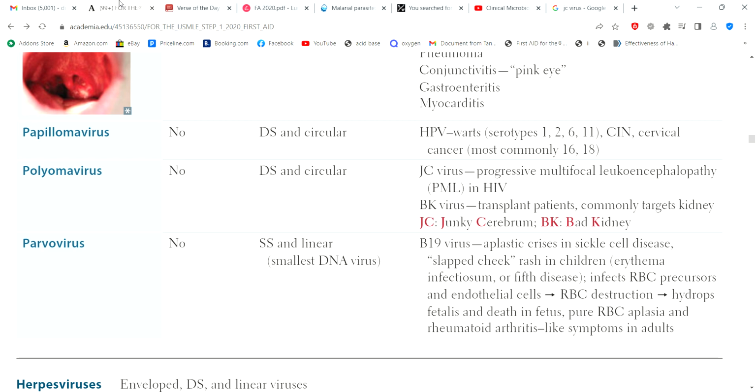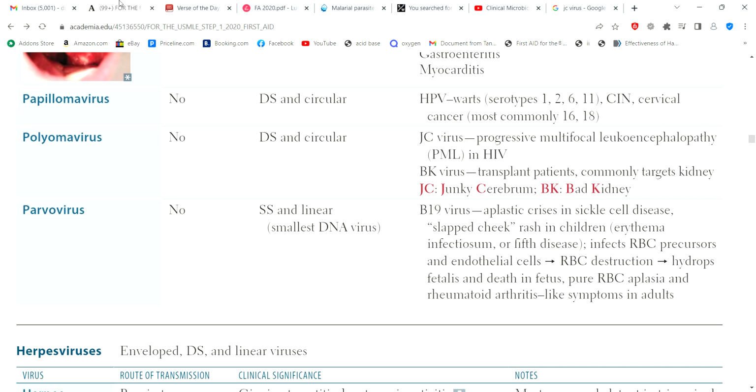Okay, next, parvovirus. Parvovirus is not double-stranded. It is single-stranded. It is not enveloped. Parvovirus is not enveloped, and it is not double-stranded. It is single-stranded and linear. Remember that, single-stranded and linear.